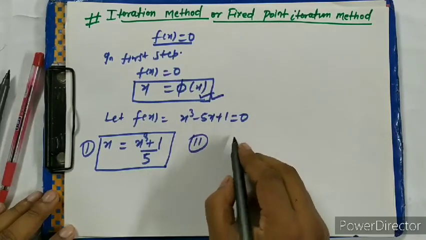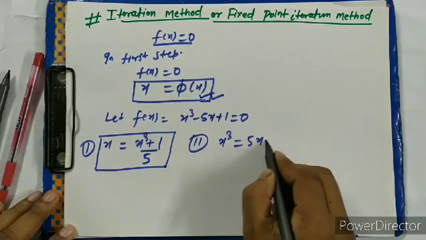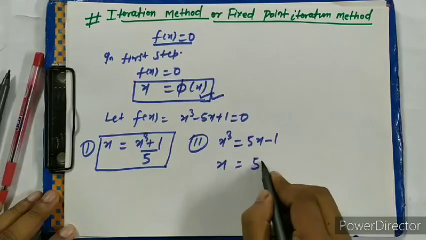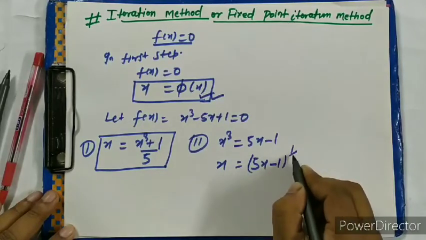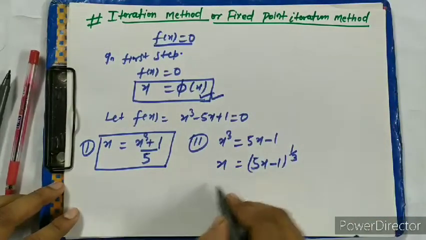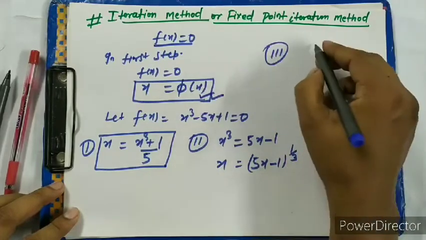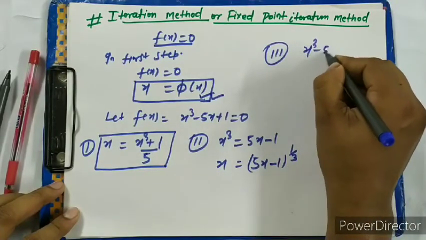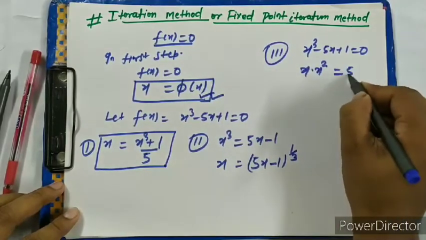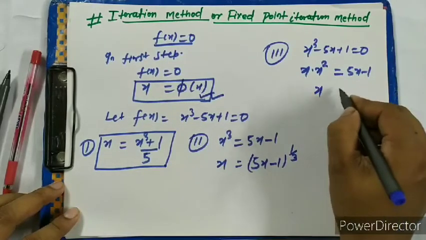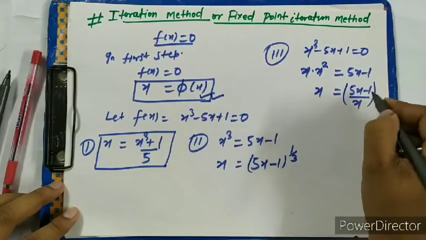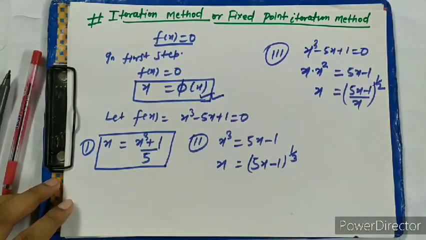Second way, x³ = 5x − 1, so x can be written as (5x − 1) whole power 1/3. In the third way, we have x³ − 5x + 1 = 0, which can be written as x² = 5 − 1/x, so x = (5 − 1/x) whole power 1/2.